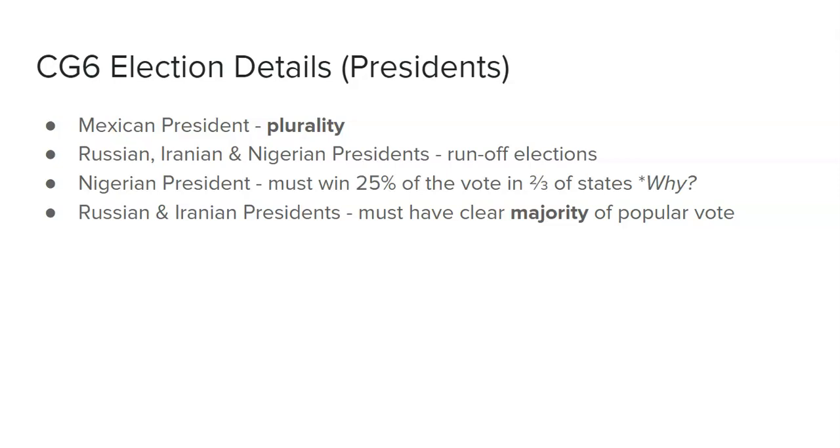Nigeria actually makes that more specific. They have a runoff election, and you have to win 25% of 2/3 of the states in order to become president. Now, why would they do that? Remember, Nigeria is a country with over 250 different ethnic groups. They do have 3 major groups, but there are over 250 different ethnic groups. It is a very diverse country, which is why it has a federal system.